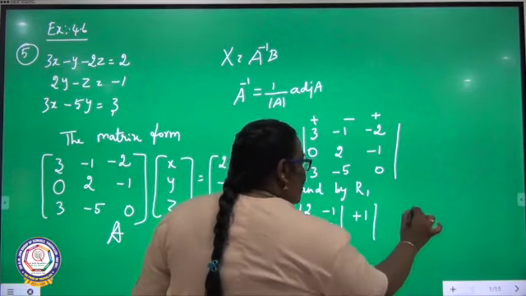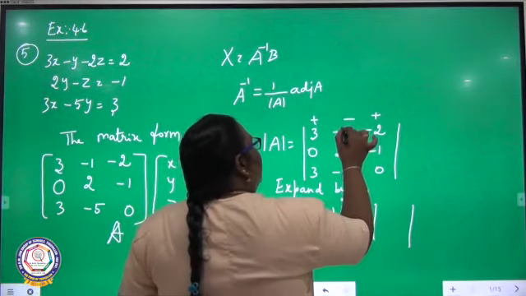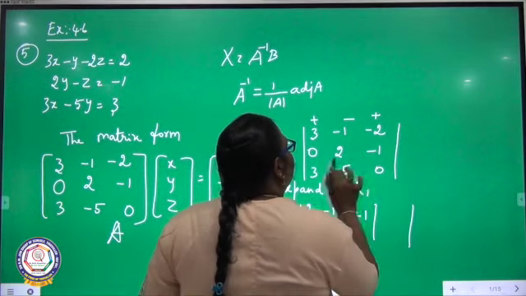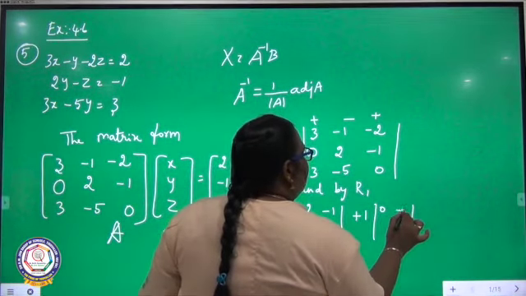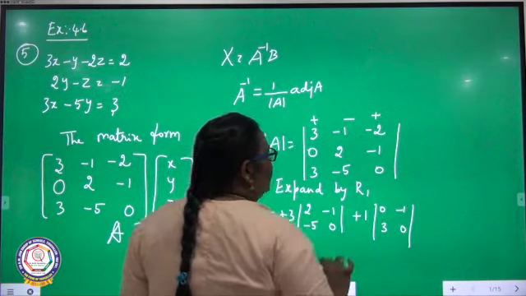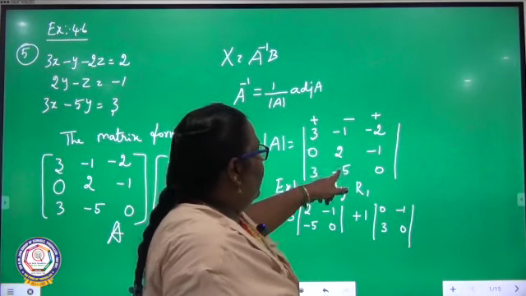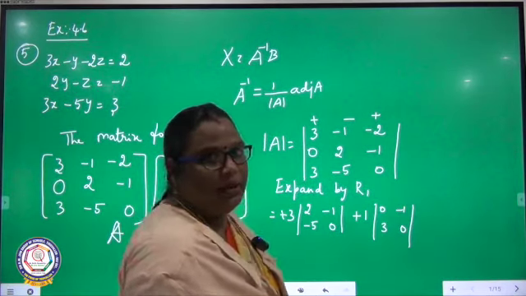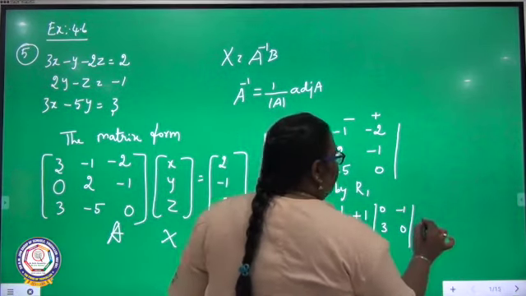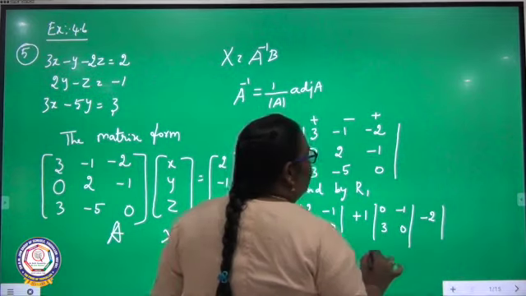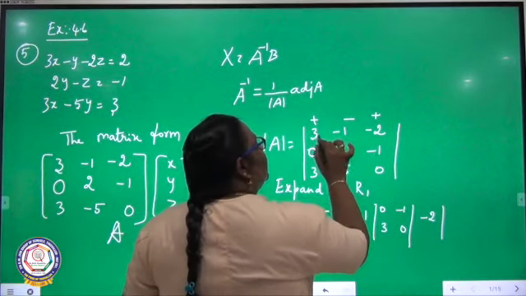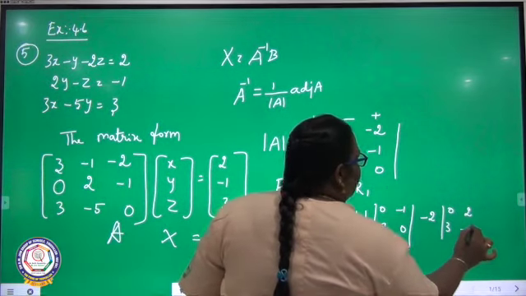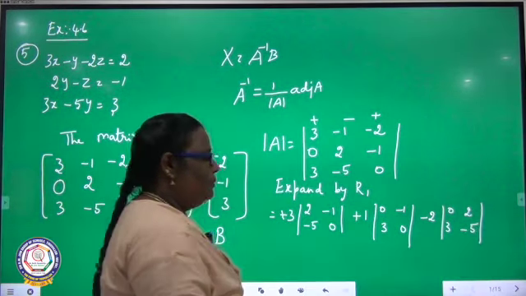The same way you proceed: you delete the corresponding column and row. What is the remaining number left out? 0, minus 1, 3, 0. Next, plus into minus, minus 2 into. The same way you delete that column and row. What is the remaining thing? 0, 2, 3, minus 5.